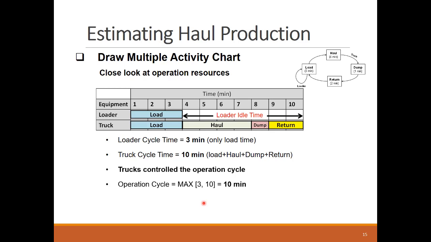We can calculate the utilization factors of the truck and loaders as the ratio between their disconnected cycle times and the operation cycle time. So the truck, as the controlling resource, will have a 100% utilization factor as it continuously works with no idle time. On the other hand, the loader is utilized only 30% of the operation time and cycle, as it is involved in only 3 minutes and stays idle for the remaining 7 minutes of the operation cycle.